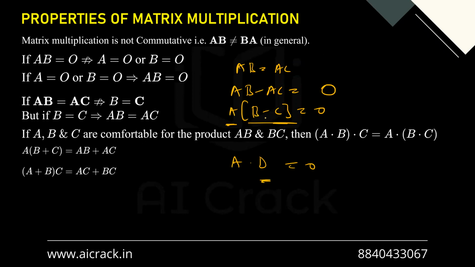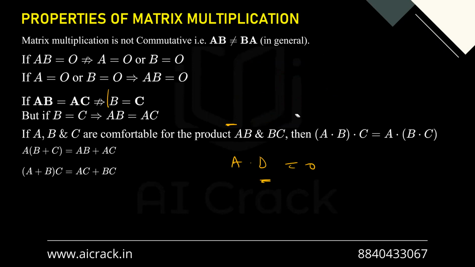What is D? That is B minus C. So B minus C might not be a null matrix, so B might or might not be equal to C. So we cannot say for sure that B equals C. You have to be very careful while doing such questions.